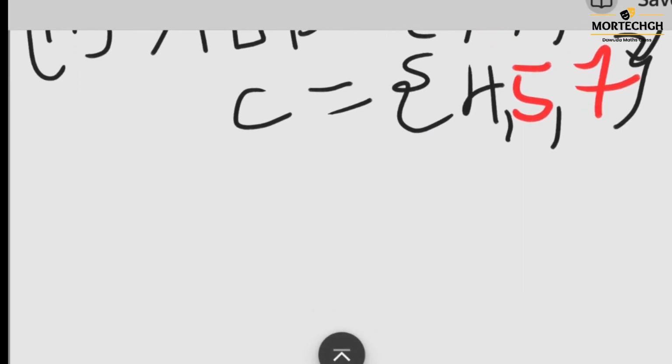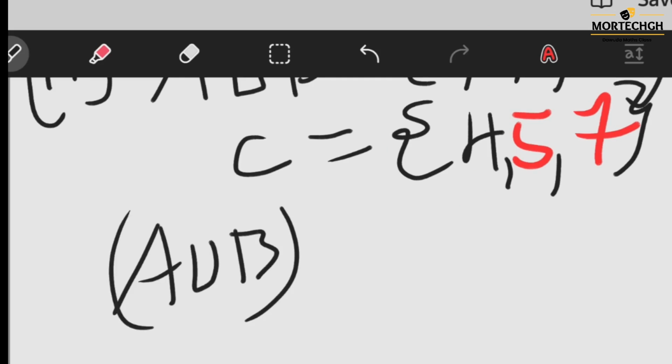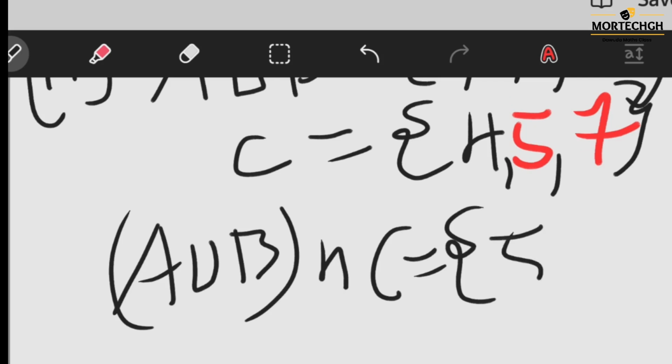So A union B intersection C will be equal to a set having two elements, that is 5 and 7. These are the two elements that are common in both sets.